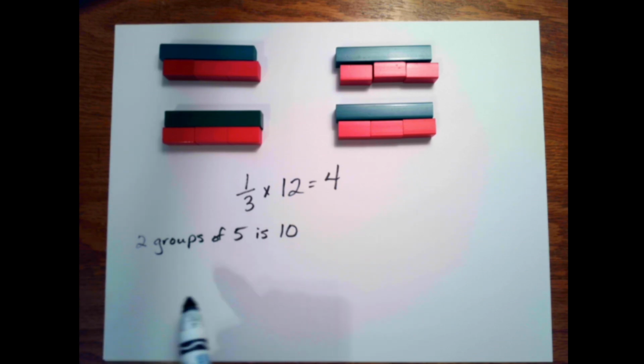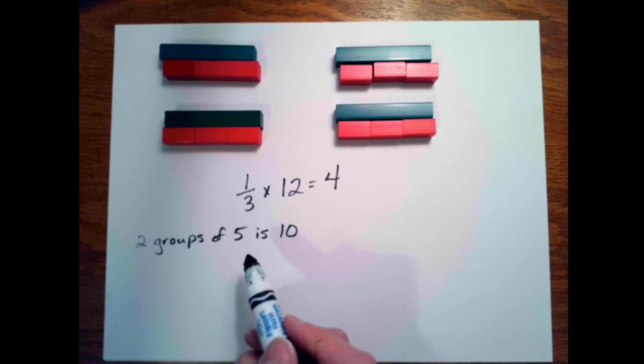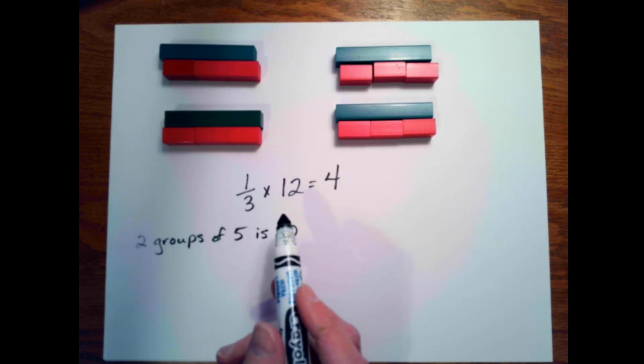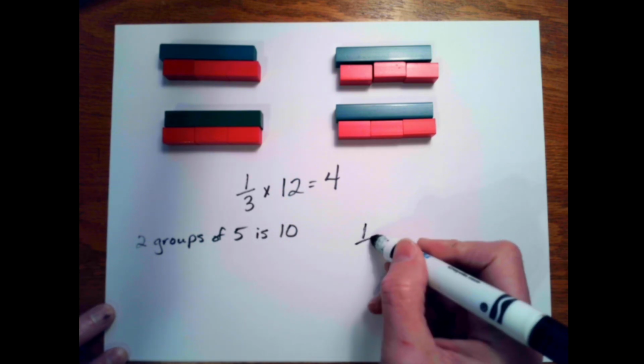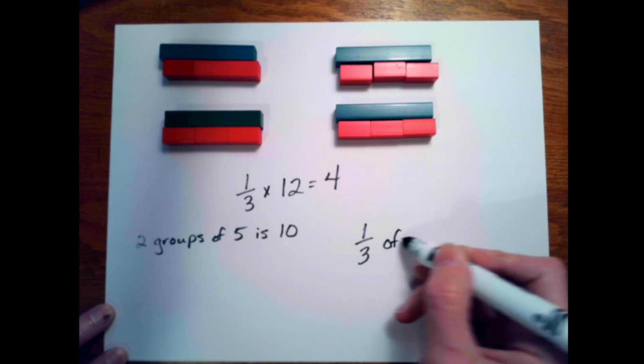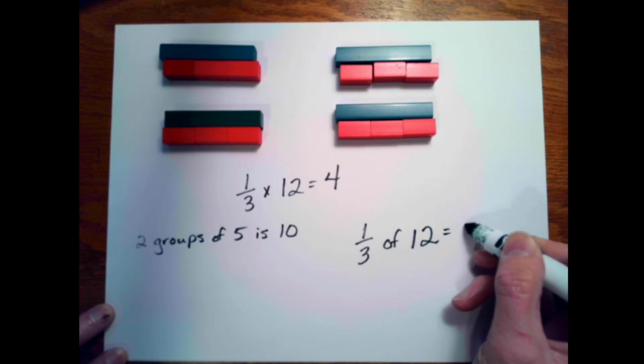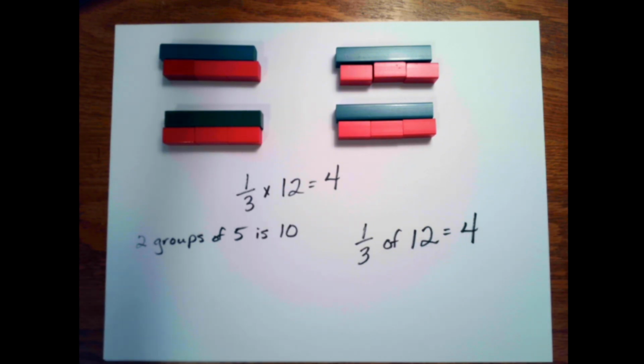And you ask them several questions that are fairly simple. And what they start to see is what you're really doing when you're finding groups of something is you're multiplying. That doesn't change when we have a fraction. So if we now have 1/3 of 12 equals 4, does that make it easier to represent? Let's think about how we could do that.